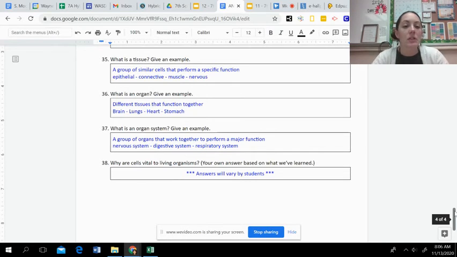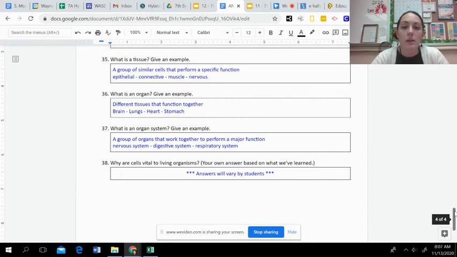Then the last question was actually your warm-up today. So why are cells vital to living organisms? If you've seen this question on your warm-up, you now see it on the review. It's going to be on your test. So make sure you have an understanding of this question.